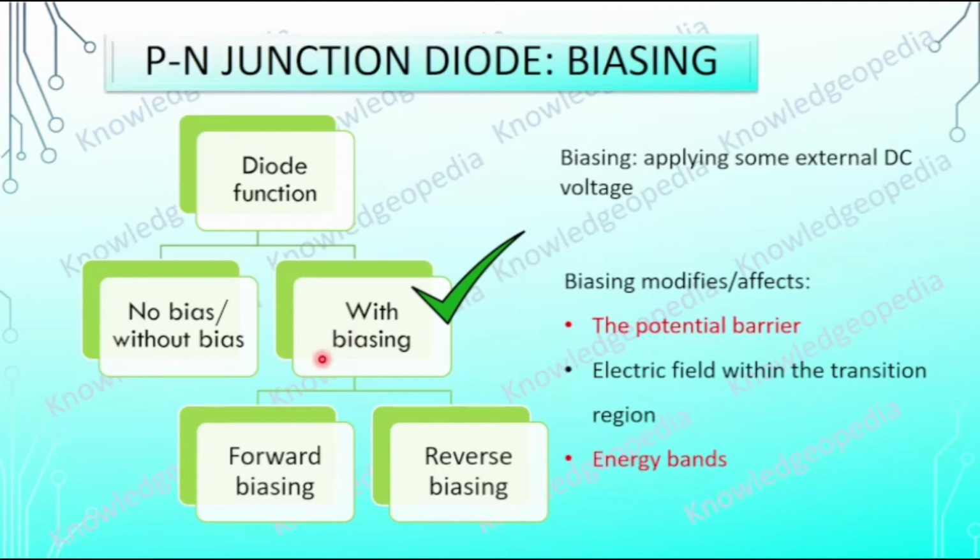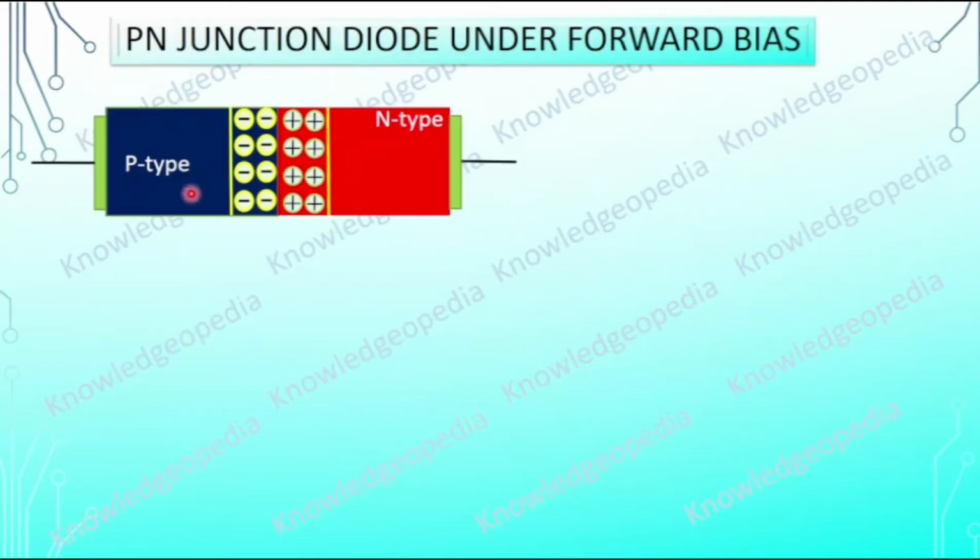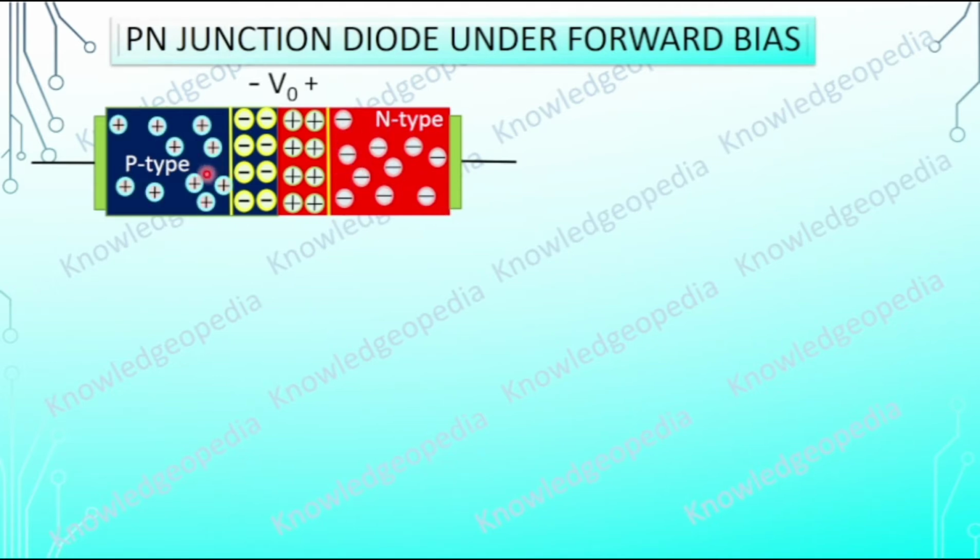Biasing of a PN junction diode can be done in two ways. One is forward biasing and the second one is reverse biasing. So let us start with forward biasing of PN junction diode. This is the PN junction diode and this is the potential barrier, and these are the majority carriers, that is electrons on the N side, and holes are the majority carriers on the P side.